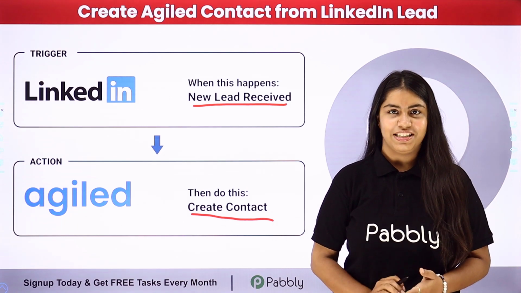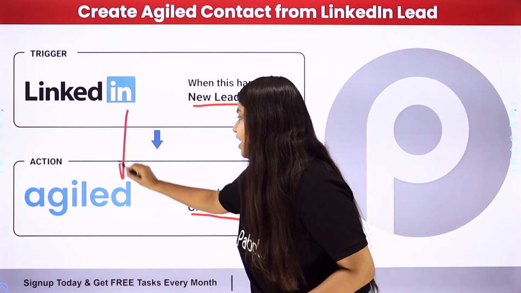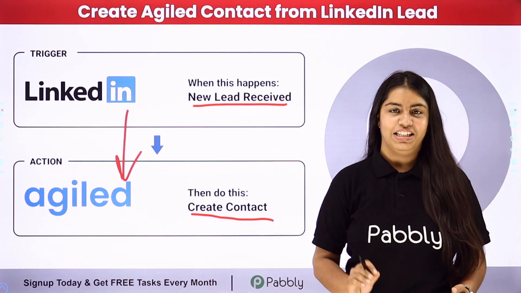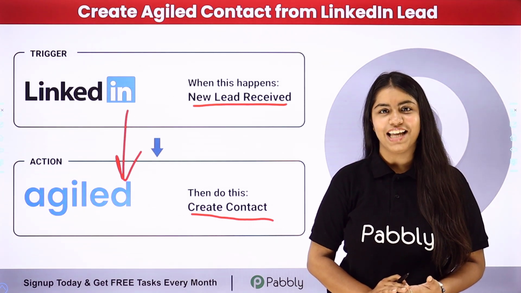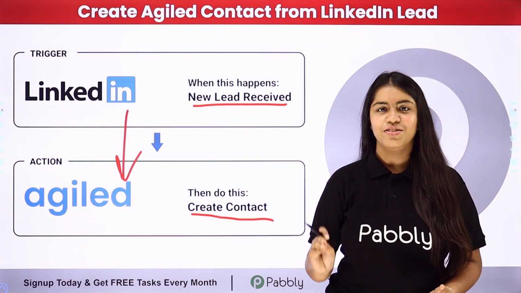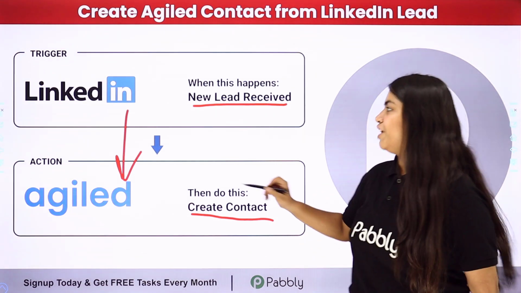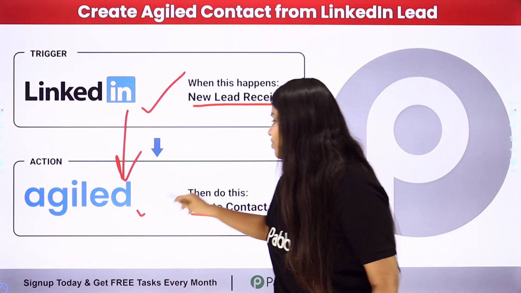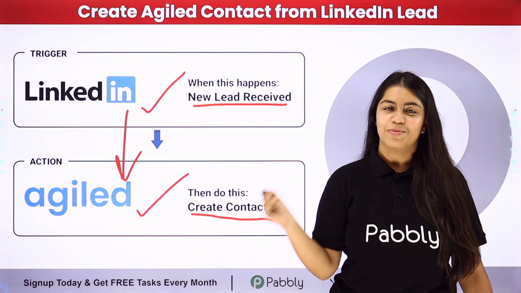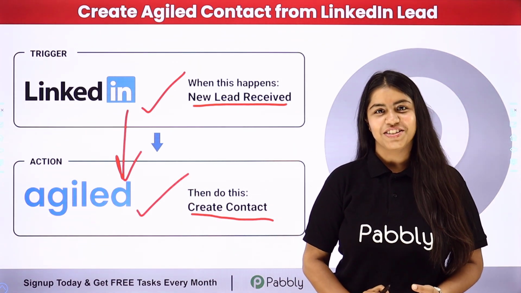For this we are going to create a connection between LinkedIn and Agiled. To create this connection without any coding language, we are going to use Pabbly Connect. It is an amazing automation software. So in Pabbly, we have the concept of trigger and action. For trigger, we are going to use LinkedIn, and for action, we are using Agiled. So if you want to learn this process step by step, follow me through the screen.